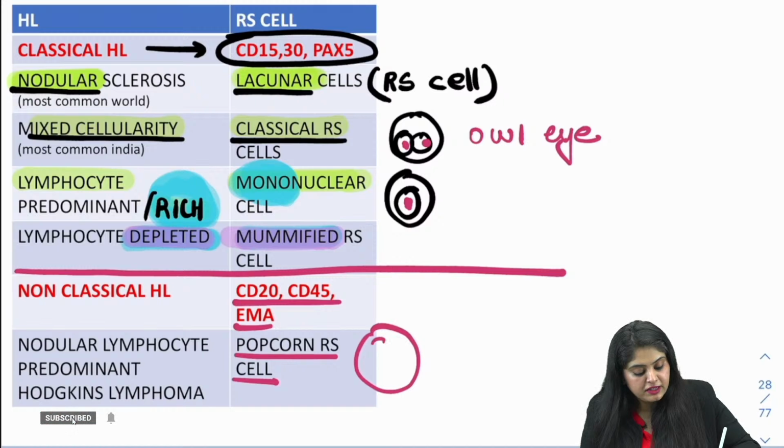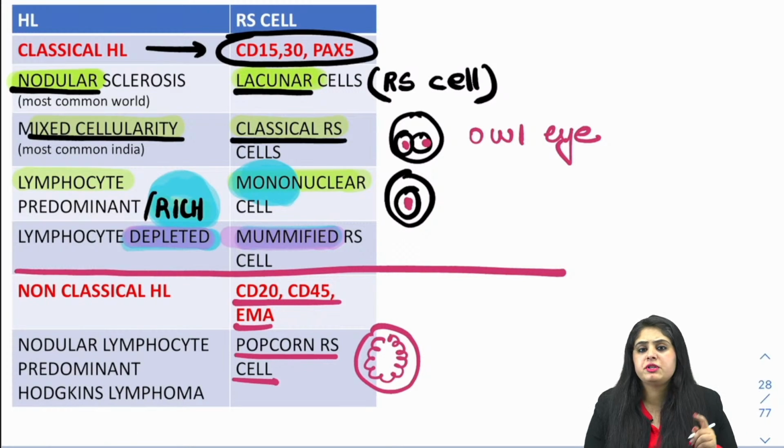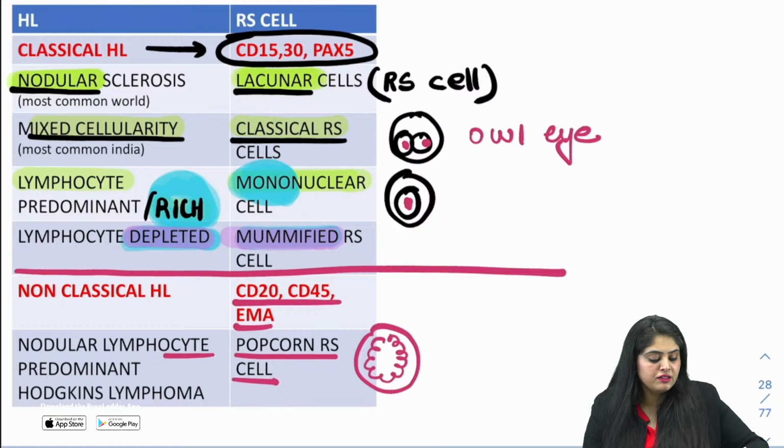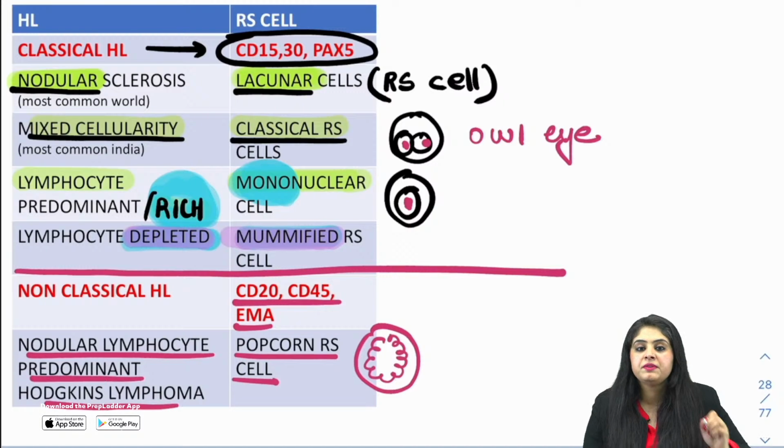That is, ma'am, an RS cell where you will see something like popcorn. I'll show you these pictures. The popcorn RS cell has been kept separate. That is what you see in NLPHL.